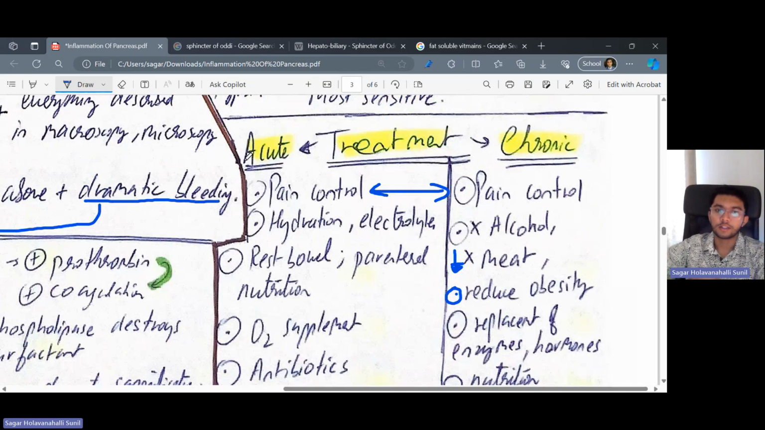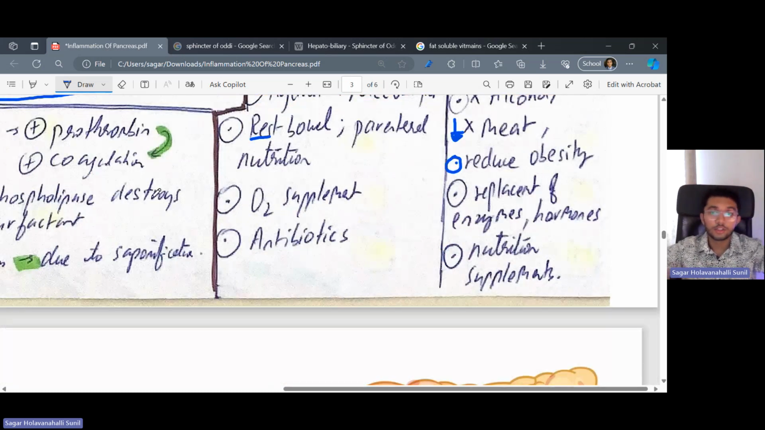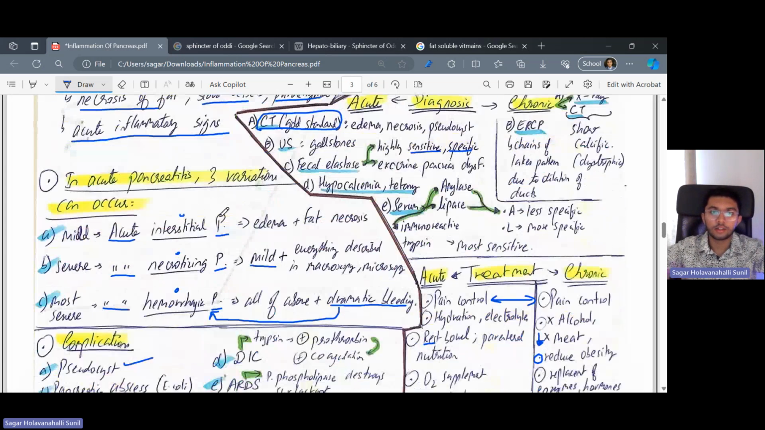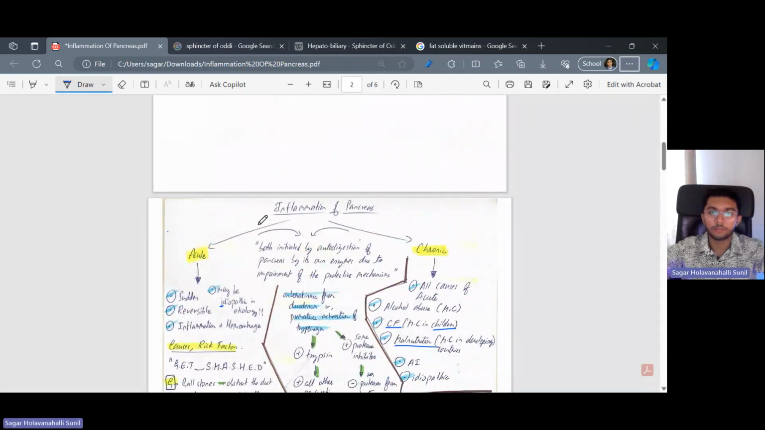In the case of acute pancreatitis, they also have to make sure that their bowel is getting some rest. So usually you have to go for nutrition via IV. You might have to provide oxygen supplementation and antibiotics to prevent pancreatic abscess formation or even systemic infections. So that's basically the overview of inflammation of the pancreas.